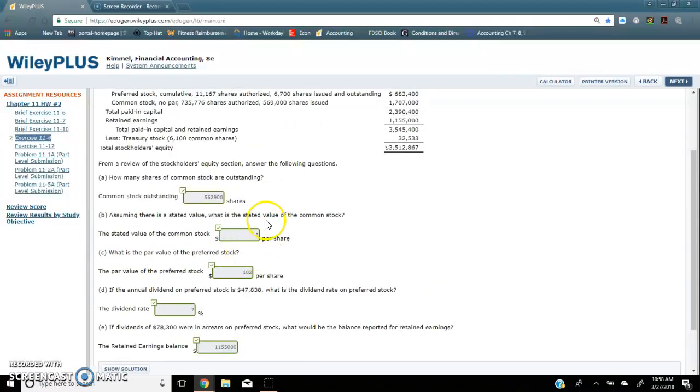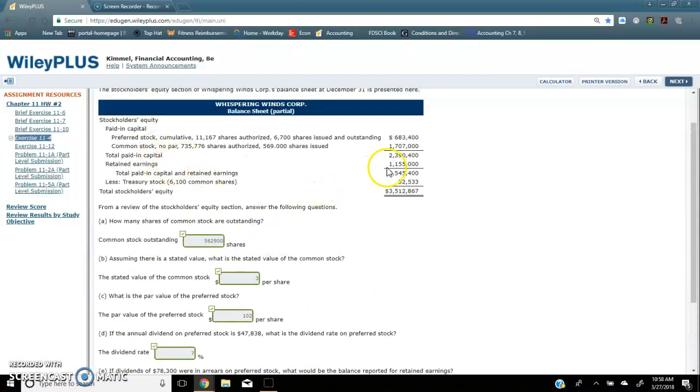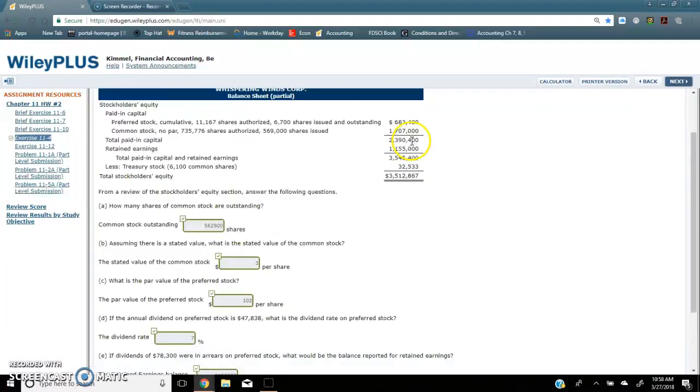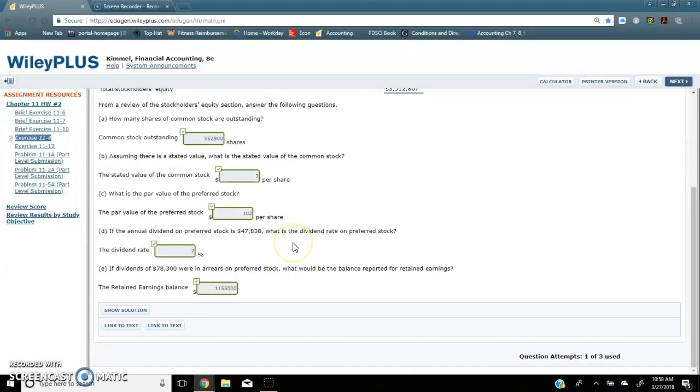So if we just look up here and look at the retained earnings, it is $1,155,000, and we'll just put that answer right down there since these dividends were not formally declared by the board of directors, so they don't have to be put on the books.